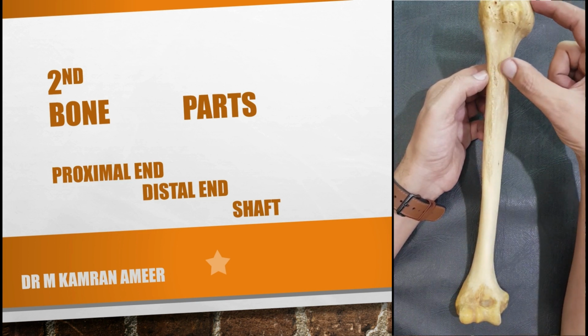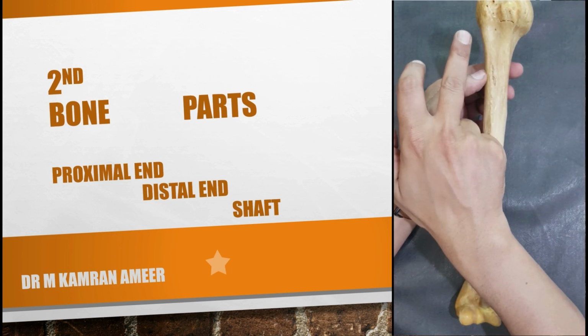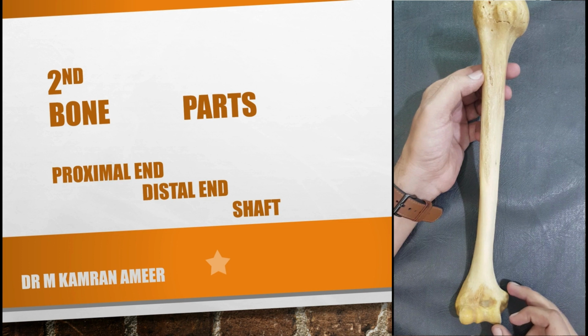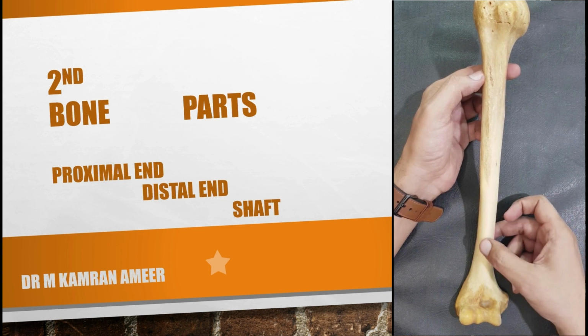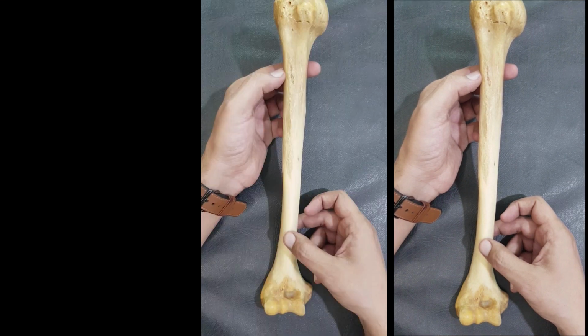You will describe the parts of the upper end. It has got a head, lesser tubercle, and a greater tubercle. Then you will describe the parts of the lower end. It has got two condyles and the articular surfaces. After that, you will describe the shaft. The shaft of the long bone is triangular in cut section. I will now explain the shaft triangles.